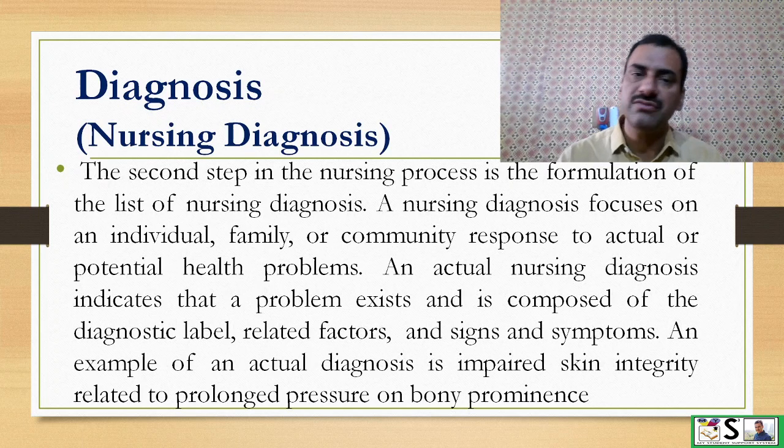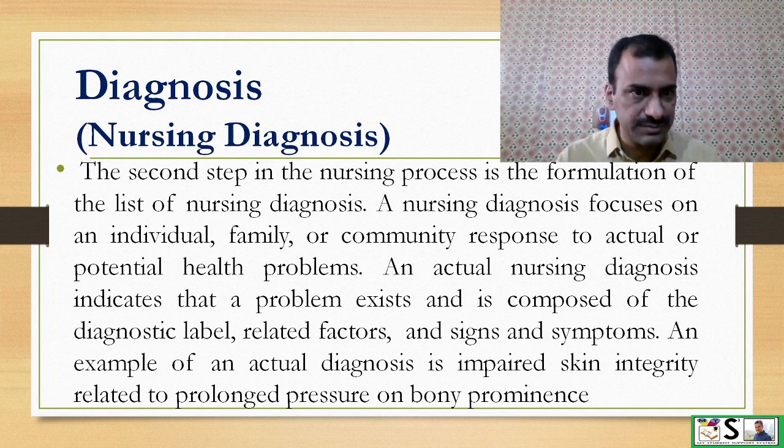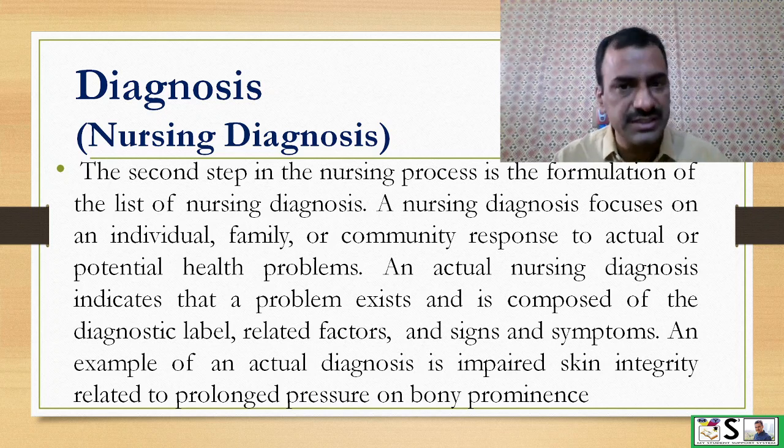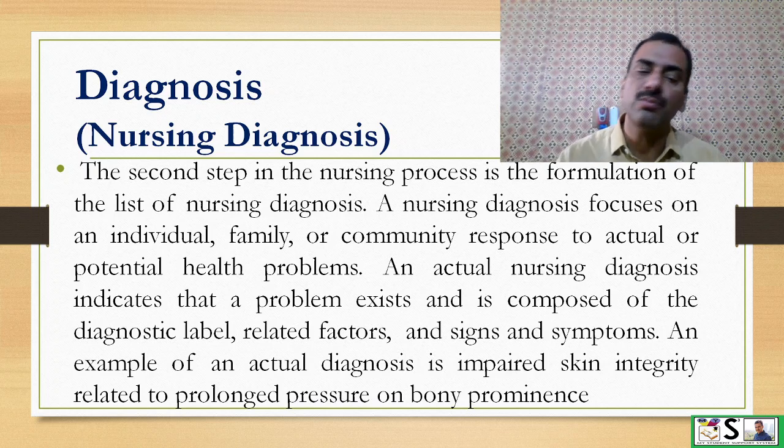The second step or second phase of the nursing process is nursing diagnosis. The second step is formulation of a list of nursing diagnoses. A nursing diagnosis is different from a medical diagnosis. Normally, for one client there is only one medical diagnosis, but nursing diagnoses may be one or many. So we make a list of nursing diagnoses, and the nursing diagnosis basically informs about the problems the client is facing. A nursing diagnosis focuses on individual, family, and community response to actual or potential health problems.